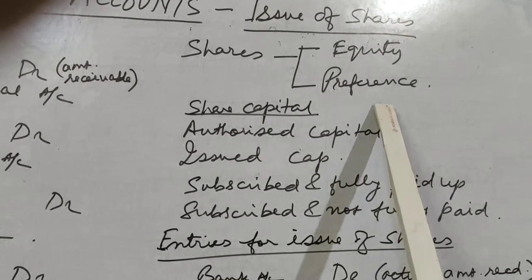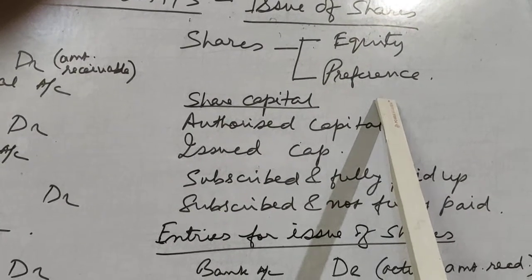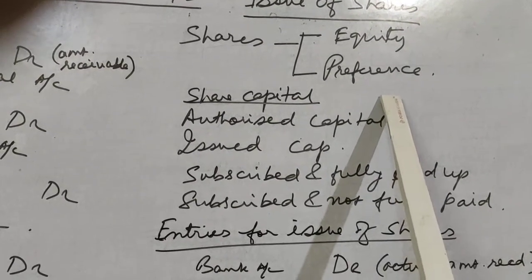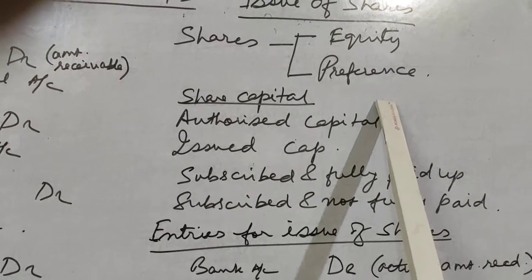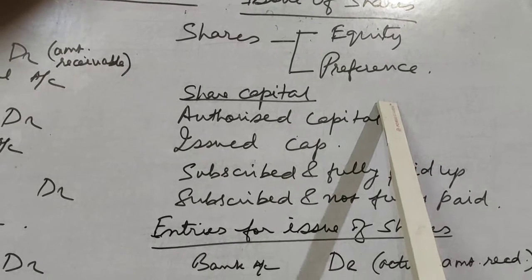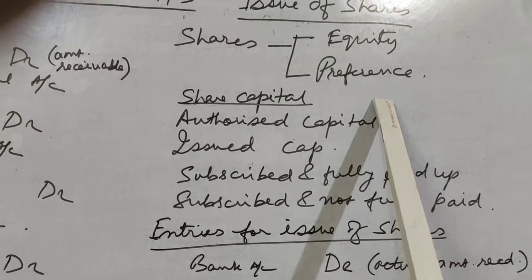And after a certain period of time, after a certain number of years, the money that is taken by the company from the preference shareholders is refunded back to them. Returned, we call it redemption.